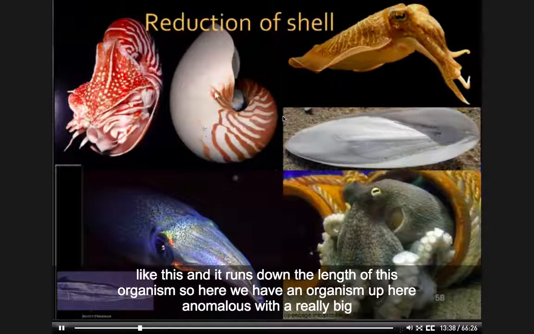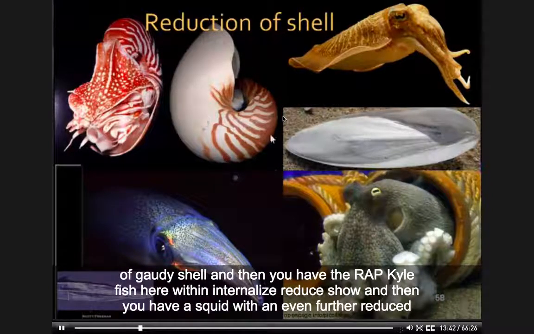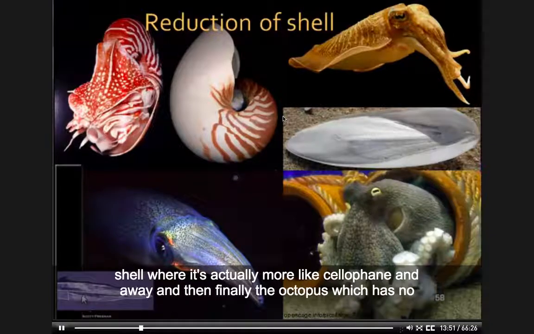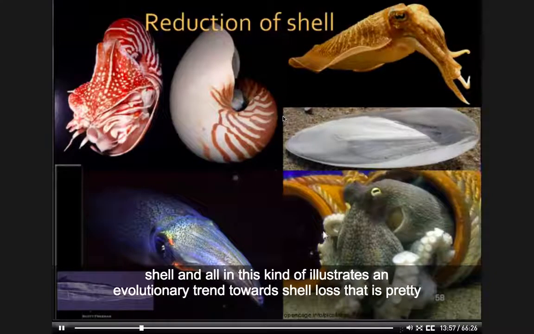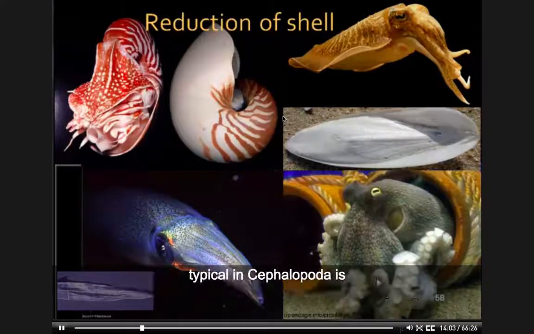So here we have a nautilus with a really big, gaudy shell, and then you have a cuttlefish here with an internalized reduced shell, and then you have a squid with an even further reduced shell where it's actually more like cellophane in a way. And then finally, the octopus, which has no shell at all. And this kind of illustrates an evolutionary trend towards shell loss that is pretty typical in cephalopods.